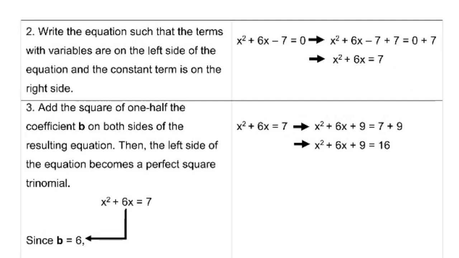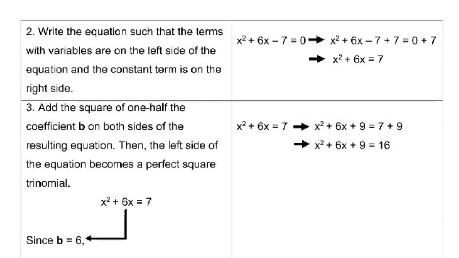The second step is to write the equation such that the terms with variables are on the left side of the equation and the constant term is on the right side. So since on the left side we have negative 7, the constant term, we're going to transpose that to the right side. So negative 7 should be on the right side. So transpose that one, so we can have x squared plus 6x equals 7.